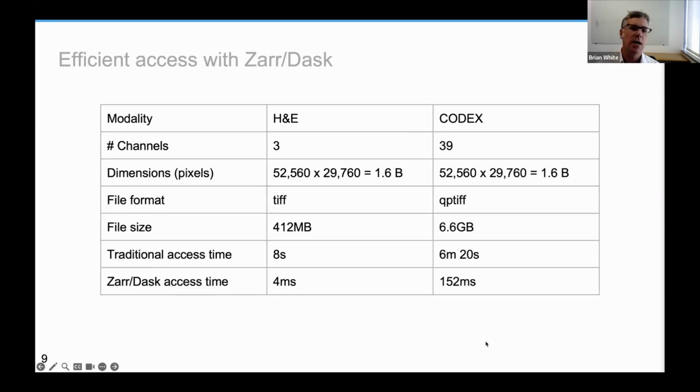So this is a little more detail. Here I'm showing the size in bytes and pixels of the codex data, as well as the accompanying H&E. The codex QP-TIFF format is a TIFF-like format, and it's pyramidal. Zarr and Dask were really instrumental enabling technologies here for our work. Through them, we were able to efficiently ingest the 6.5 gigabyte slide, the image that I showed in the previous slide, into Napari, essentially instantaneously, in under 200 milliseconds, whereas a naive approach, which I first attempted, of loading the entire image would have taken 6 minutes.